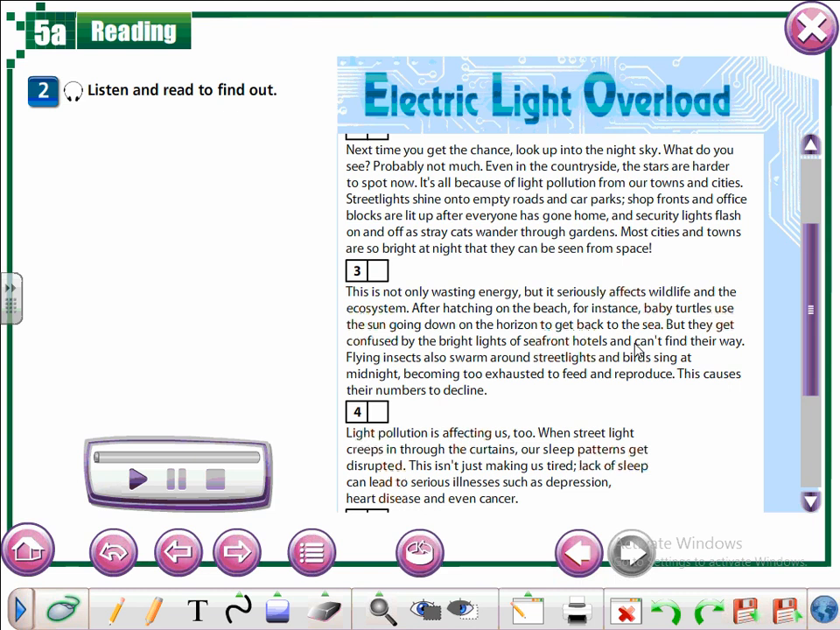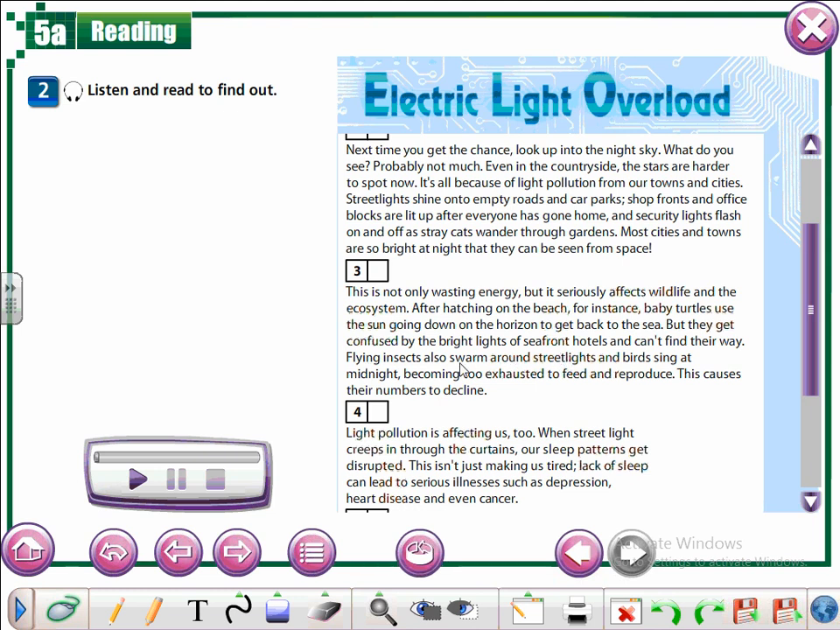So, what happened to the sea turtles? Actually, they are lost because of the bright light of the seafront hotels. You know, the hotels that have a view of the sea. So the turtles are misled, and they can't go back to the sea in order to take care of their eggs. So they couldn't find their way.